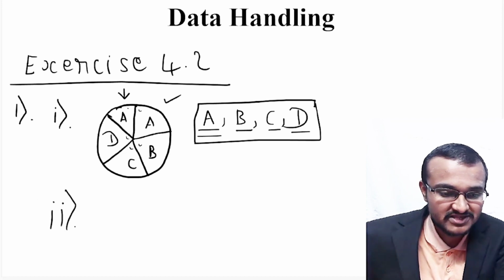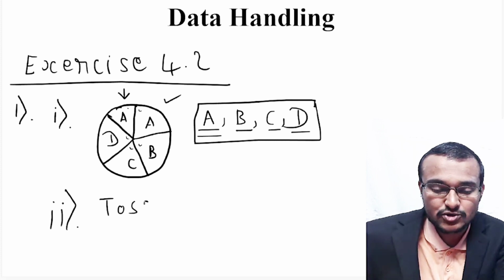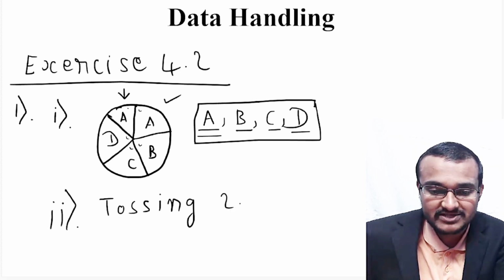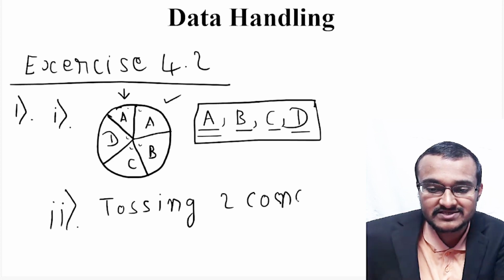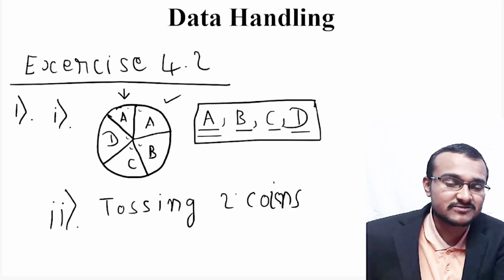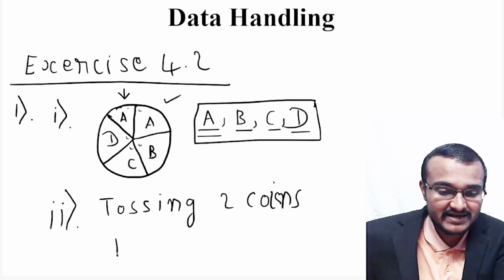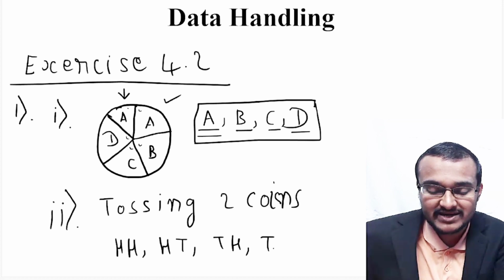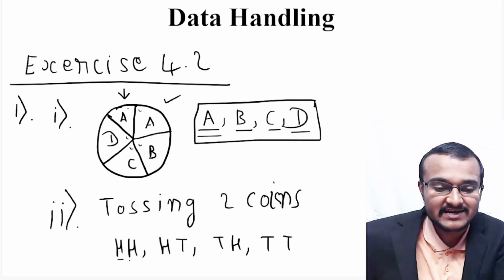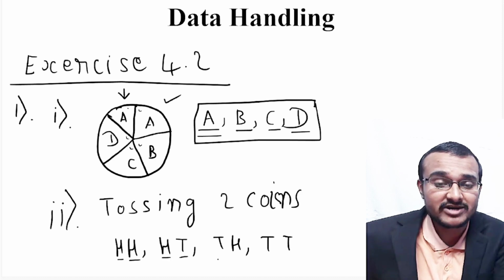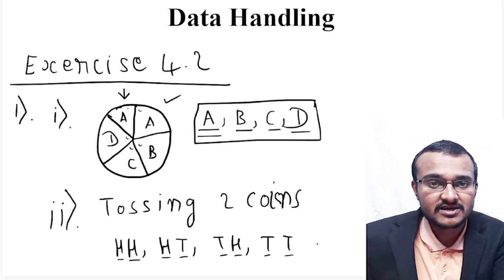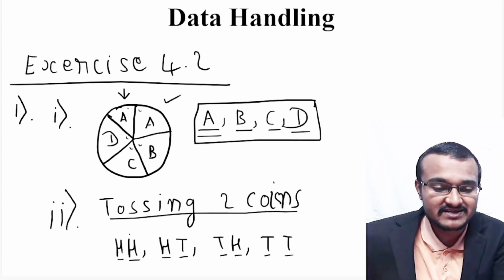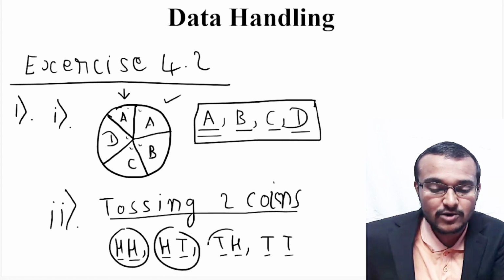So coming to the second question, they have asked tossing 2 coins. So let's say you have 2 coins. If you toss 2 coins simultaneously, then what are all the results you may get? So you may get head head, or you may get head tail, or you may get tail head, or you may get tail tail. That means first coin might be head, second coin might be head, first coin might be head, second coin might be tail, first coin might be tail, and second coin might be head. So both the coins might have tail as their outcomes. So when you toss 2 coins simultaneously, these 4 are the outcomes which are possible.